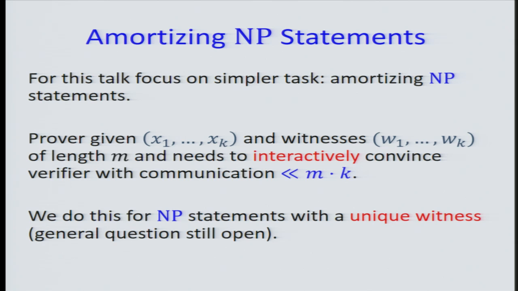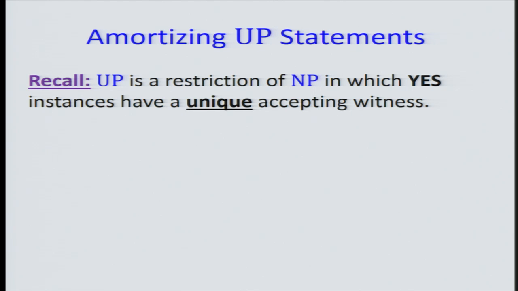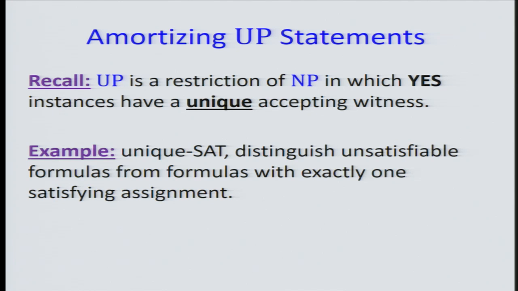And we can't quite do this. We don't know how to do this for general NP statements, and I think it's a very interesting open problem. We can do this for a special subclass of NP statements, those having unique witnesses. And that's what I want to show you. Let me briefly remind you of the class UP. UP is exactly this restriction of NP in which for correct statements, there exists a unique accepting proof. The canonical example is unique SAT, which is a promise problem: it's either a formula that has exactly one accepting assignment or it is unsatisfiable. So this is the class UP.